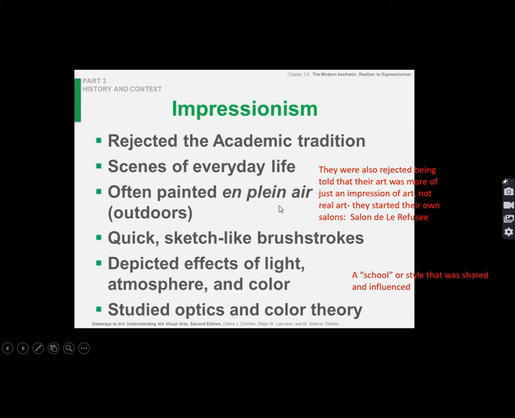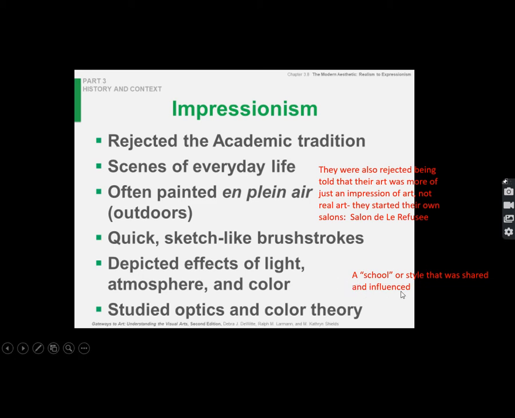They show scenes of everyday life, often painted en plein air, which means they would go outdoors and make paintings out in the atmosphere and the sun and study the effects of light and atmosphere and color. They would do quick sketch-like brushstrokes with their paint. And some of them studied optics and color theory. Like, how do we really see color, light, air?